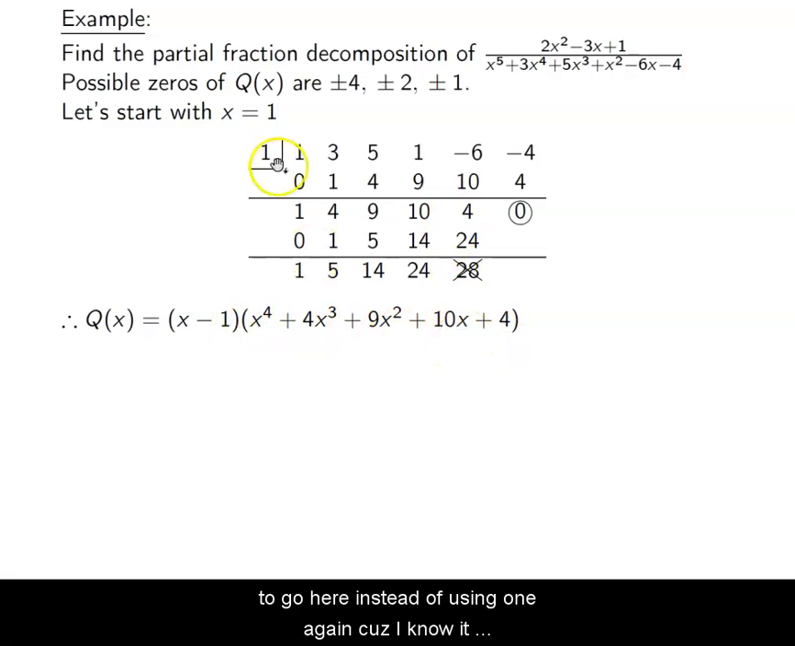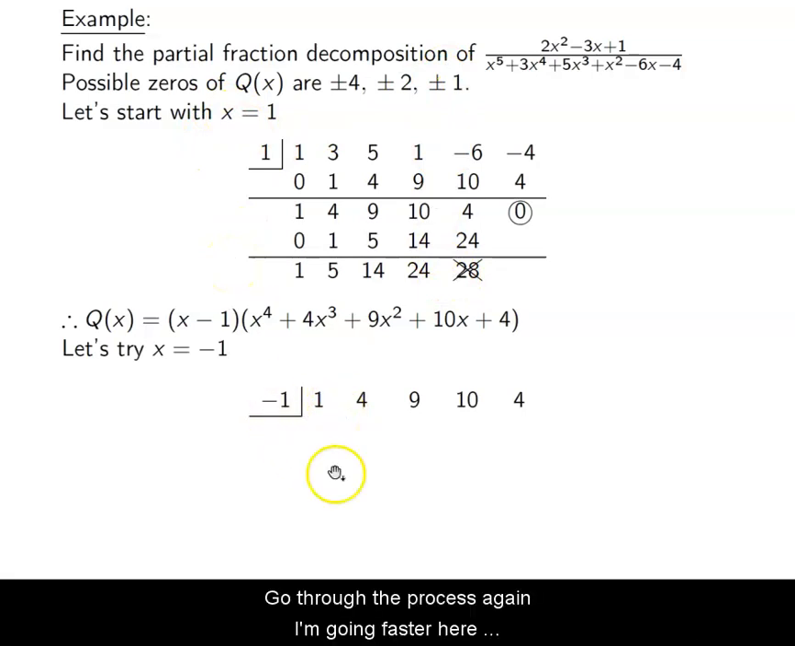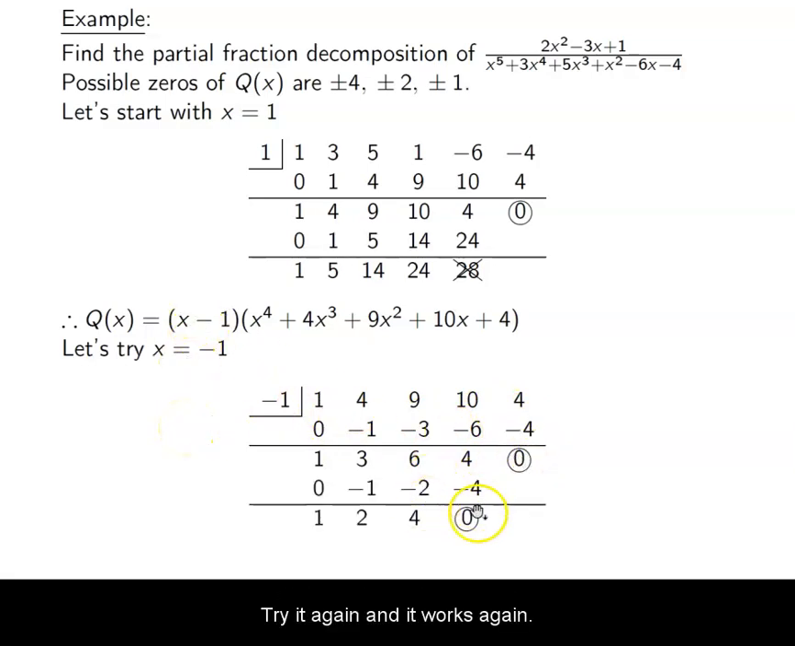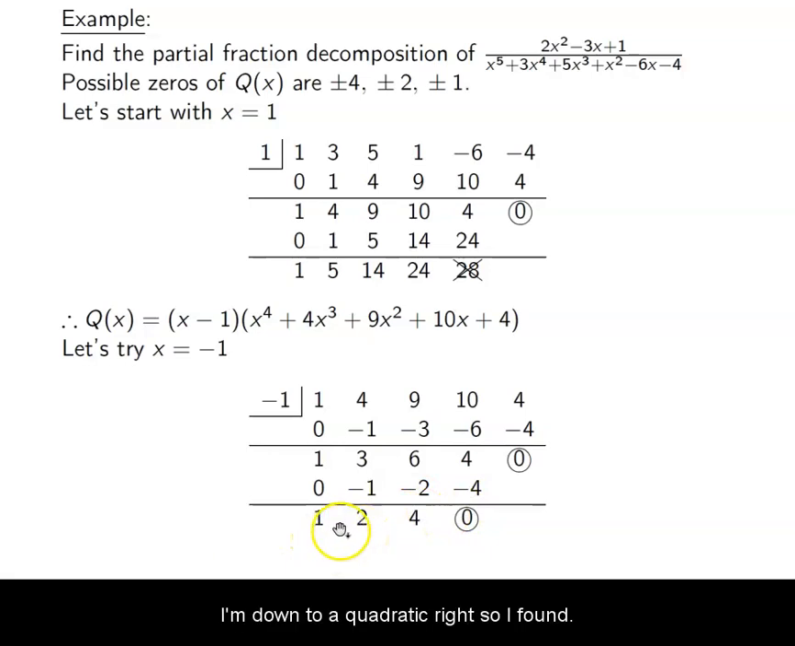So I'm going to go here, and instead of using 1 again, because I know it doesn't work, I'll use x equals negative 1. Go through the process. I'm going faster here because we had a whole chapter on this, so you should remember how to do this. Negative 1 works. Again, start with 0, add, multiply, add, multiply, add, multiply. So I got 0. I have another factor. Try it again, and it works again. Try it one more time, and it doesn't work. Well, actually, maybe it does work, but the thing is I'm down to a quadratic.